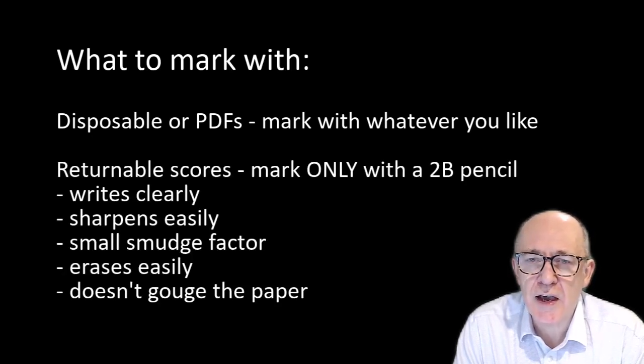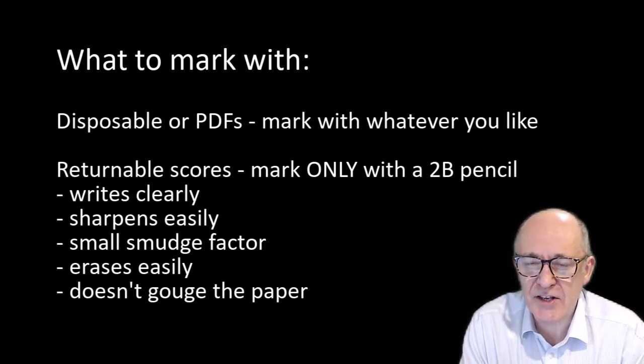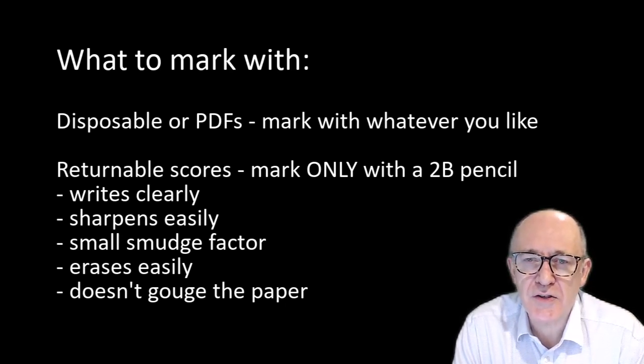However, if you're using a library score or a score that is borrowed and needs to be returned, always use a 2B pencil. 2B is really important. HB is too hard, 3B is too soft and smudgy, so we want to go for a 2B. It's the perfect weight to go on printed scores. It writes cleanly, it's easy to sharpen, it doesn't smudge much at all, it's exceptionally easy to erase at the end of the process, and it doesn't dig into the page and then score the page with hard markings. So it's the perfect pencil.